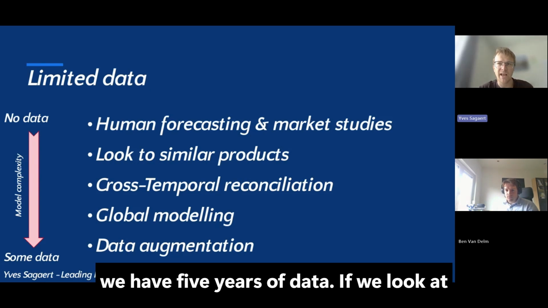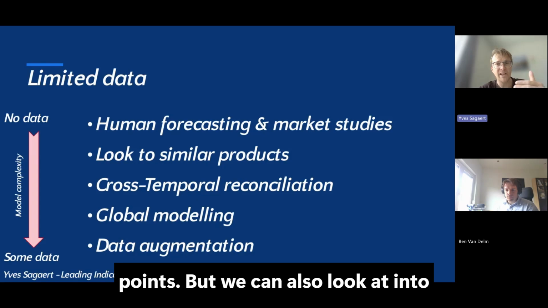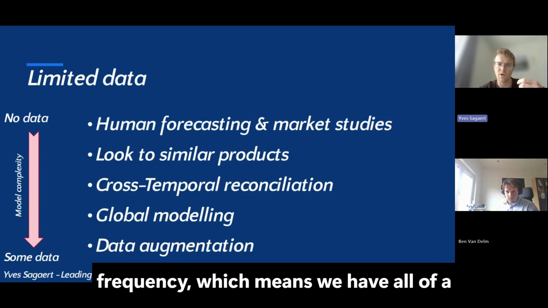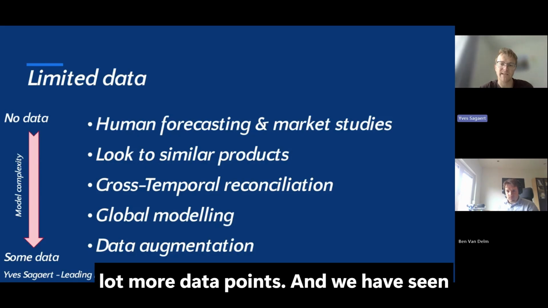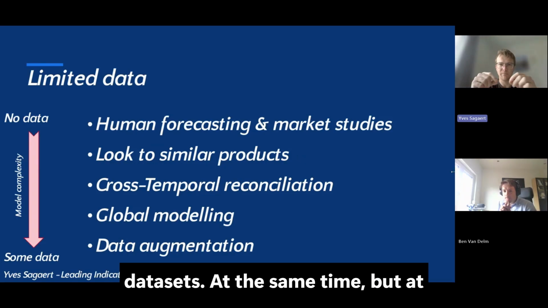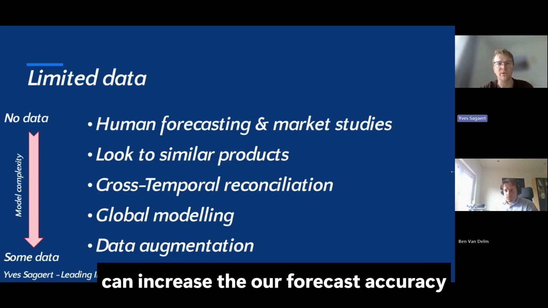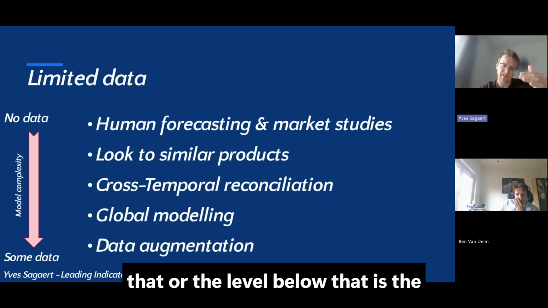As I mentioned before, we have 5 years of data. If we look at monthly buckets, it's only 60 data points, but we can also look into weekly or daily buckets, which means that from the same data set, we all of a sudden have a lot more data points. And we have seen that if we look at those different data sets at the same time, but at different frequencies, it actually can increase our forecast accuracy quite a bit. Next to that, or the level below that, is the global modeling.